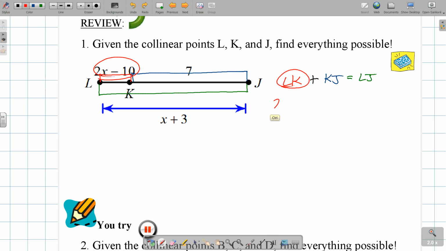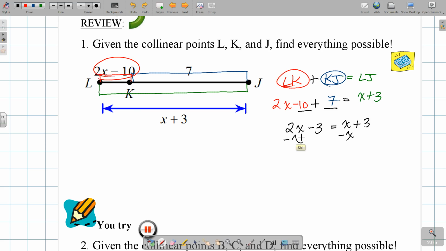LK is 2x minus 10 plus KJ, which is 7, equals LJ, and that's going to be x plus 3. We're going to collect like terms and solve for x. X equals 6. Now, this is not algebra class.